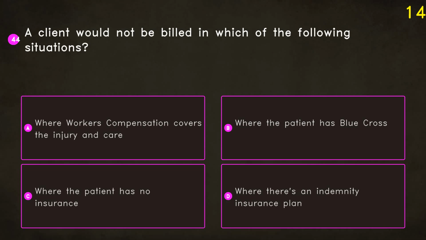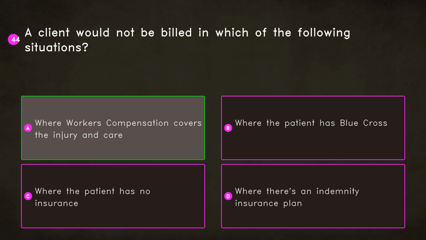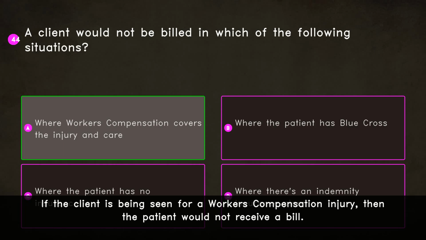Question 44. A client would not be billed in which of the following situations? A. Where workers' compensation covers the injury and care, B. Where the patient has Blue Cross, C. Where the patient has no insurance, D. Where there's an indemnity insurance plan. The correct answer is where workers' compensation covers the injury and care. If the client is being seen for a workers' compensation injury, then the patient would not receive a bill.